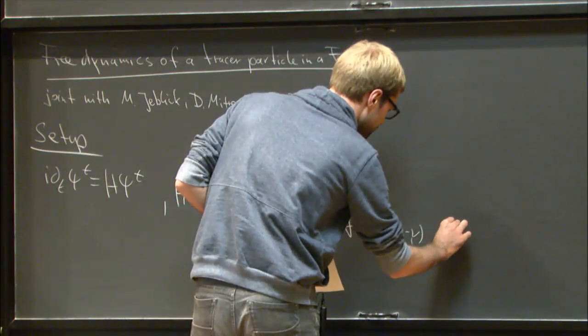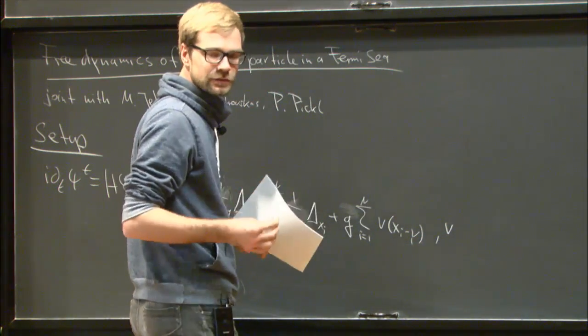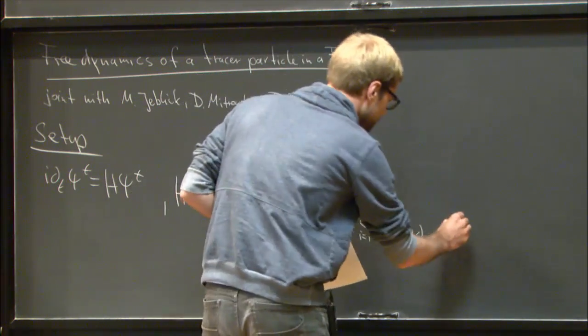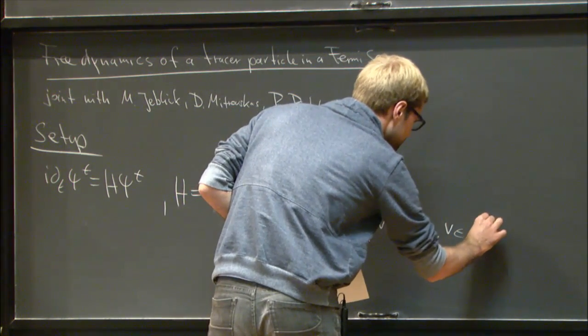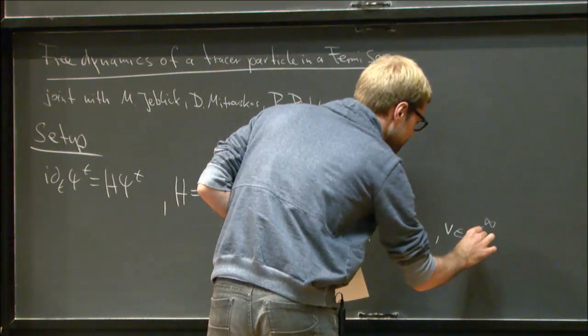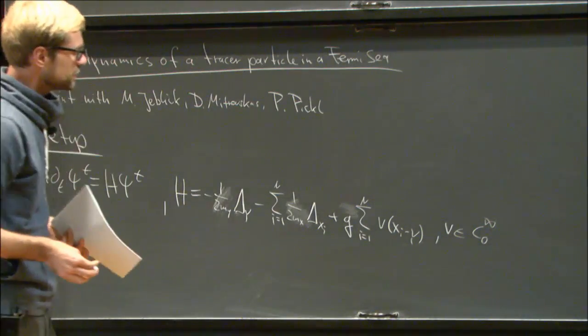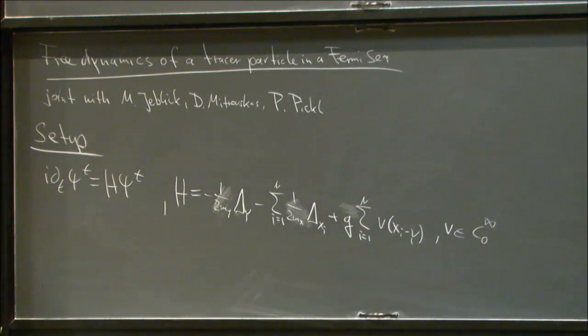And I want to look at a very simple situation here. So I'll take just the nicest kind of interaction potential I can think of. So here I will take a potential in C infinity 0. So compactly supported and infinitely often differentiable. It's not exactly necessary to make these strong assumptions. A couple of times differentiable, I think 3 or 4 will actually be enough for the main result. But let me just take the most simple case here.